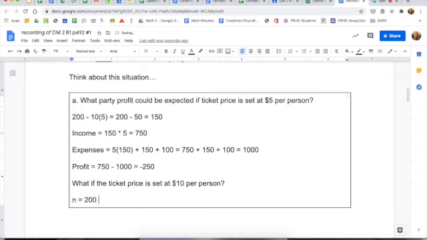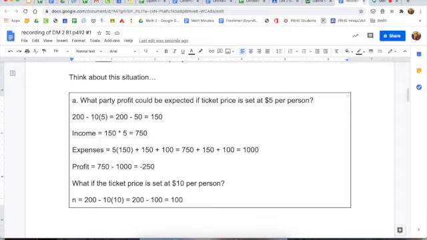Well, we've got 200 minus 10 times $10 a ticket. So we've got 200 minus 100. What that tells us, if we charge $10 per ticket, we will have only 100 people come to the party.